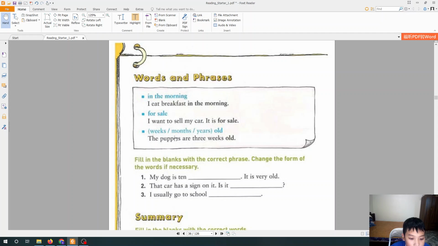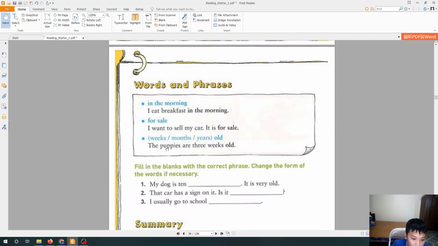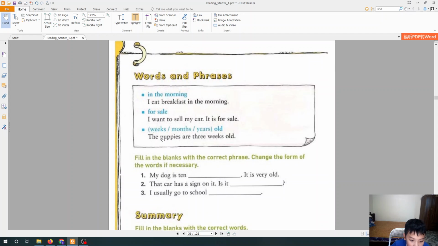Next word is weeks, months or years old. It has a sentence: the puppies are 3 weeks old. This phrase means how old someone or something is.